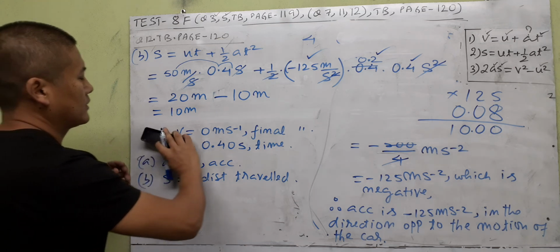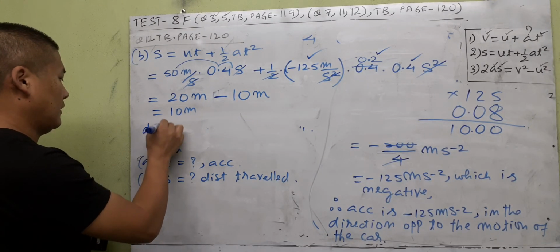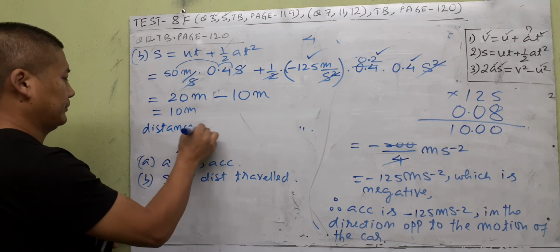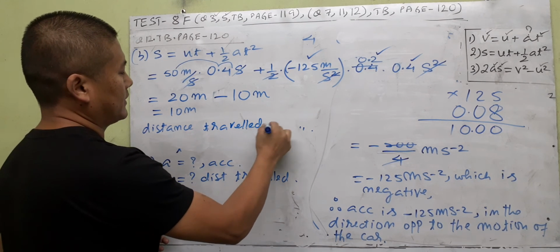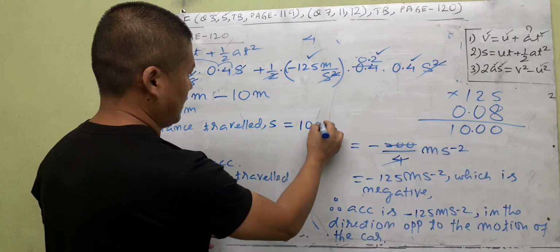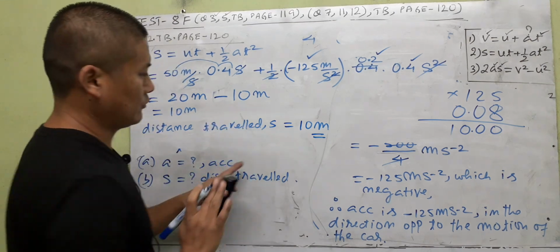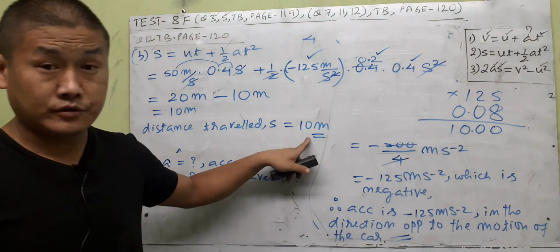So we can write our answer. Distance traveled, which we have used as S, will be equal to 10 meter. So this is the last question. First answer here, acceleration, and the distance traveled.